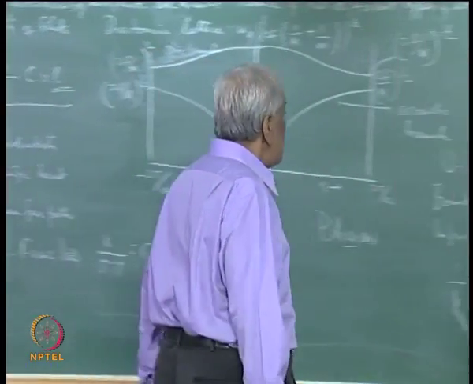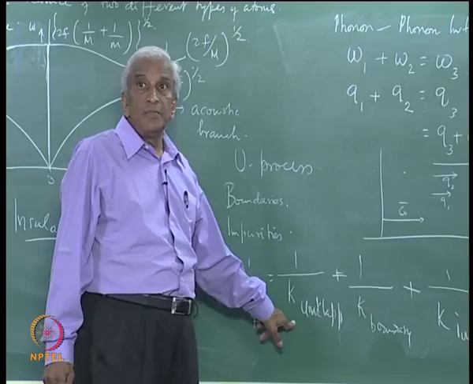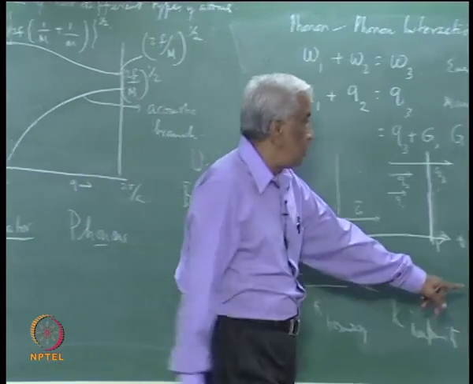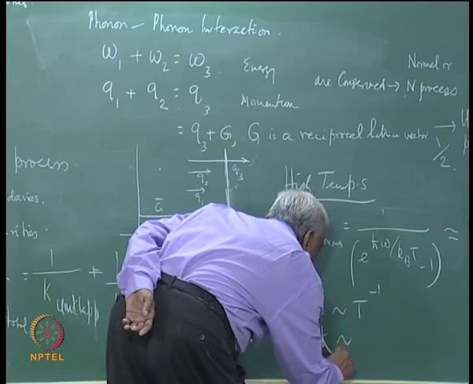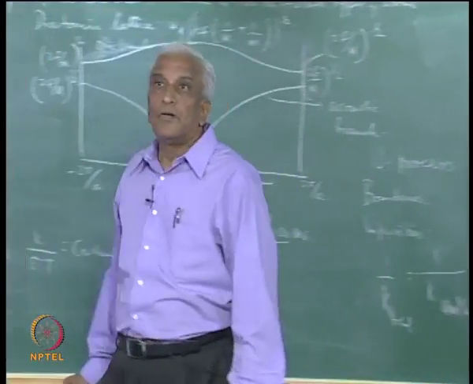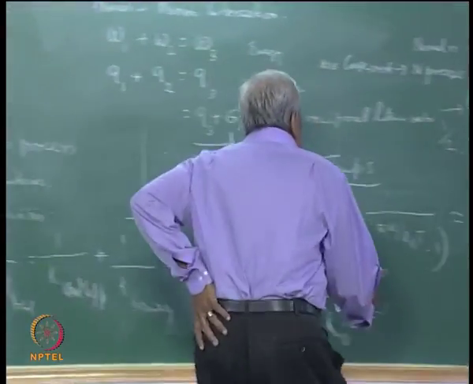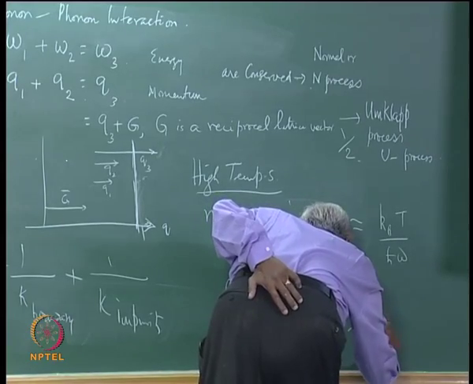So, that means that for the Umklapp process, the mean free path will also go as T to the power minus 1 for temperatures T very large compared to theta D.